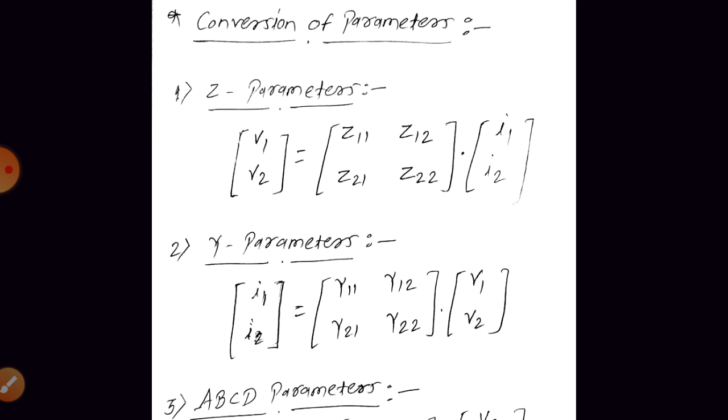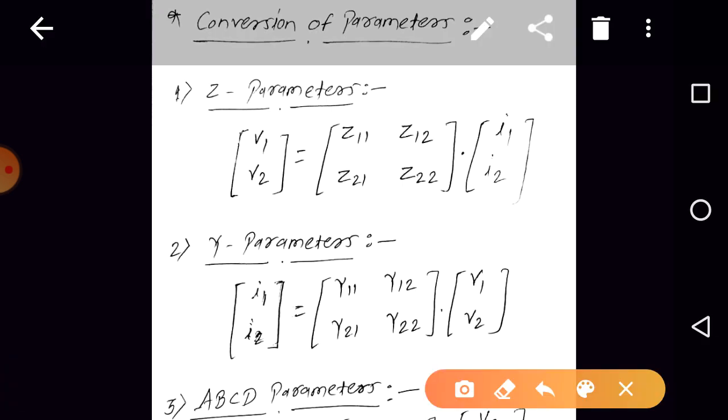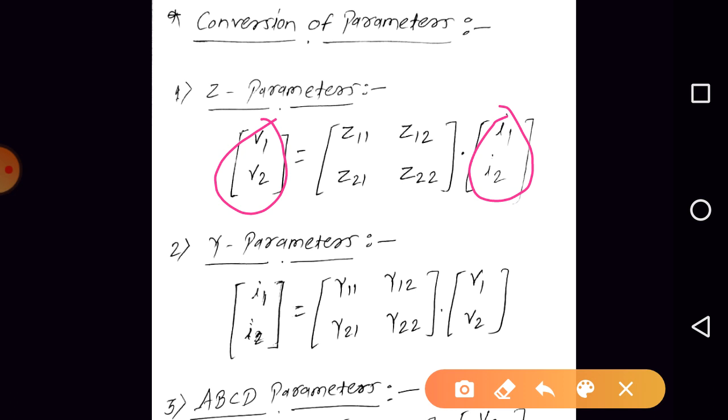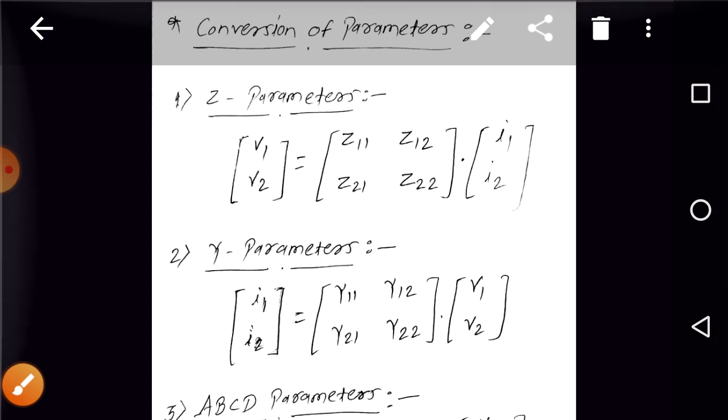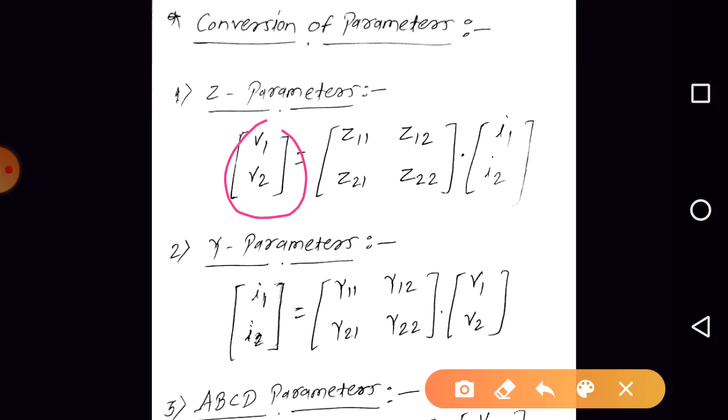Let us recall the characteristic equations of Z parameters. They give the expression for V1 and V2 in terms of I1 and I2. V1 is equal to Z11 I1 plus Z12 I2, and the second equation is V2 is equal to Z21 I1 plus Z22 I2. Here we have a column matrix of voltages, a column matrix of port currents, and this is the Z parameter matrix, which is a 2 by 2 matrix.